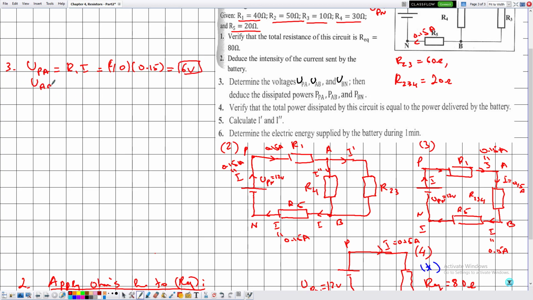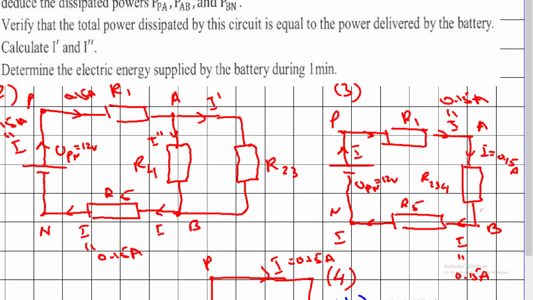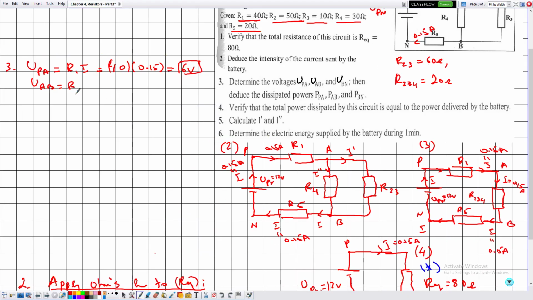UAB is equal to, across the voltage A and B we have R234, multiplied by the current I. R234 is given by 20 multiplied by 0.15. This is equal to 3 volts.